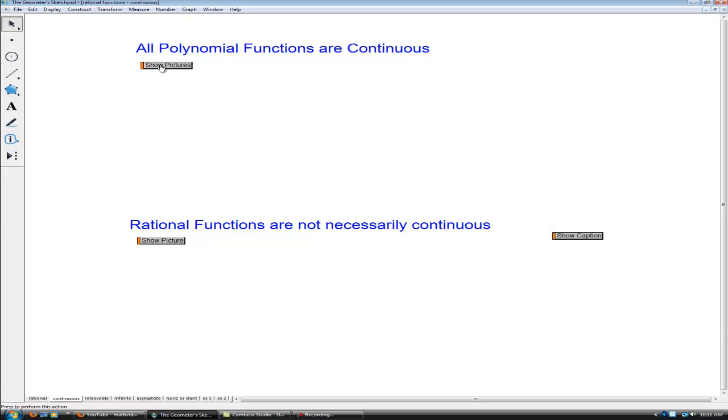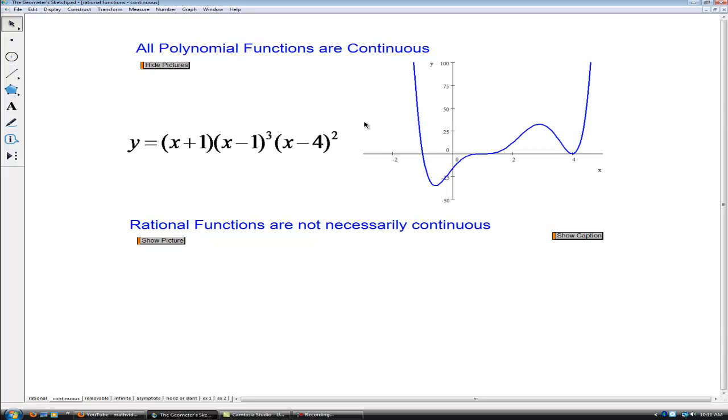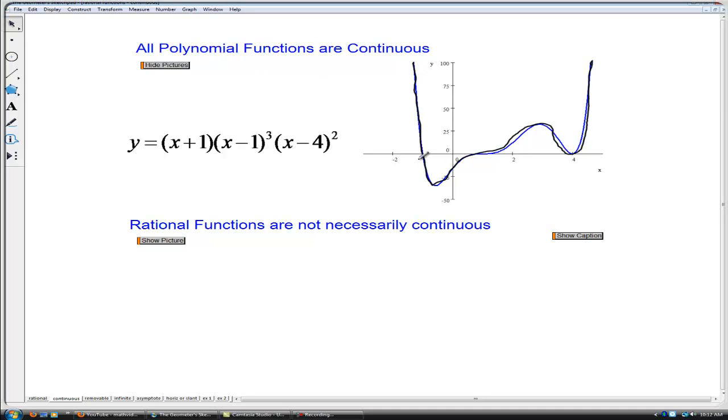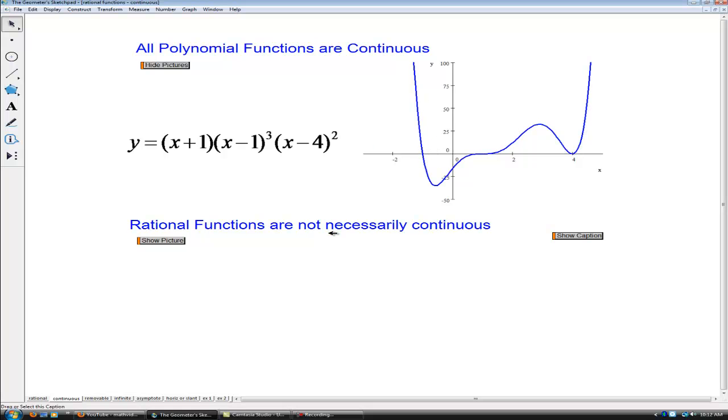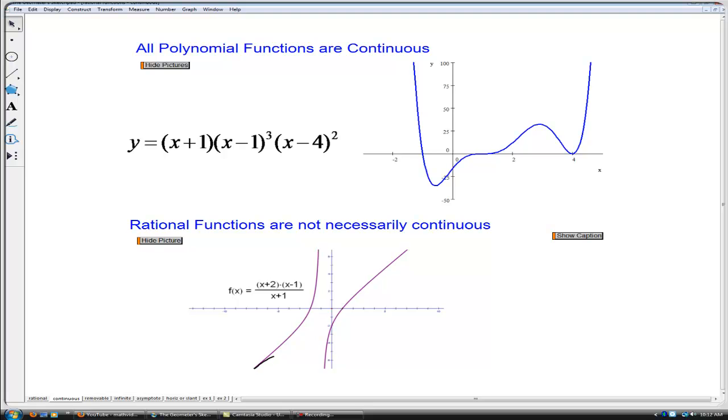We recently worked with polynomial functions, and I wanted to review the definition of continuous because all polynomial functions are continuous, which means all of the domain values are defined and will produce range values. Rational functions, however, are not necessarily continuous. Here's an example of a rational function, and I can demonstrate that by trying to trace this. There will be a point where I have to pick up my marker to continue tracing from left to right.